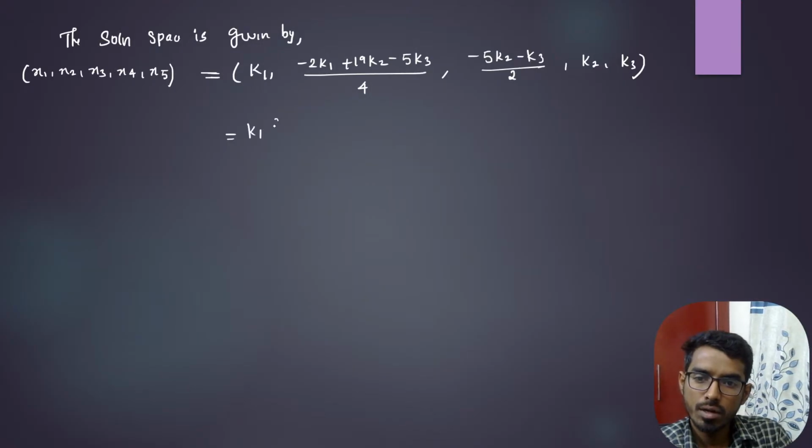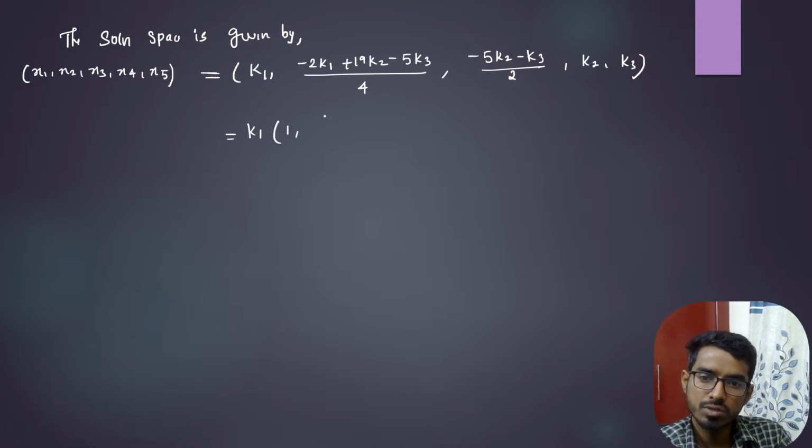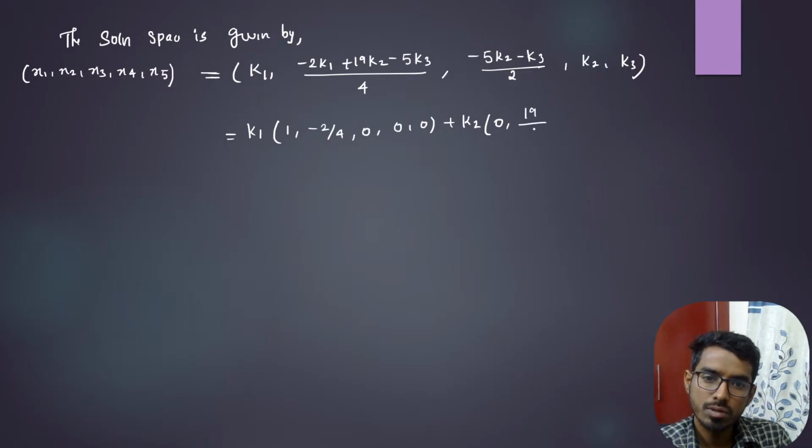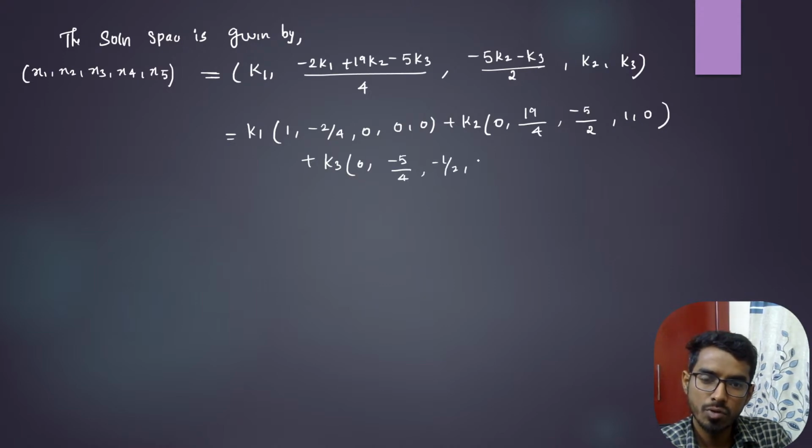Now if I take k1 outside, let's write this in terms of k1. So k1 times: here k1 is 1, here k1 is minus 2 by 4, and here there is no k1, no k1, no k1. Plus k2 times: here there is no k2, here k2 is 19 by 4, here k2 is minus 5 by 2, here k2 is 1, and here there is no k2. Plus k3 times: here there is no k3, here k3 is minus 5 by 4, here k3 is minus 1 by 2, 0, 1.